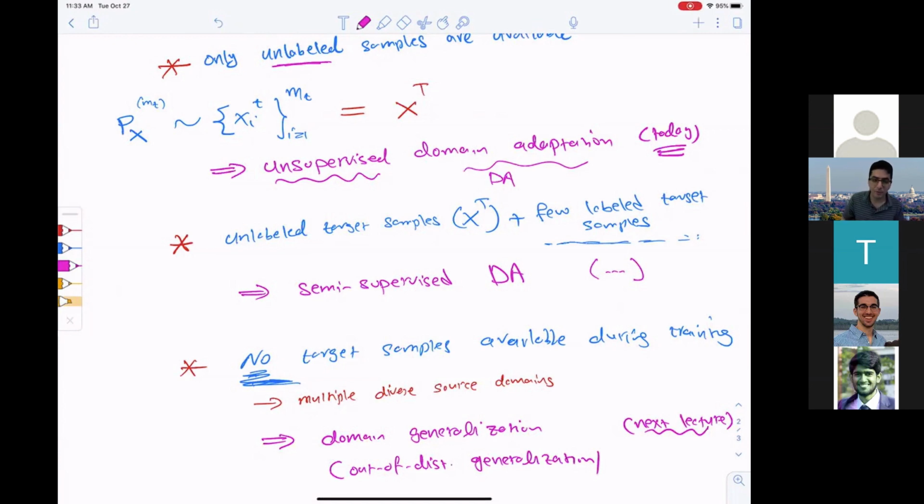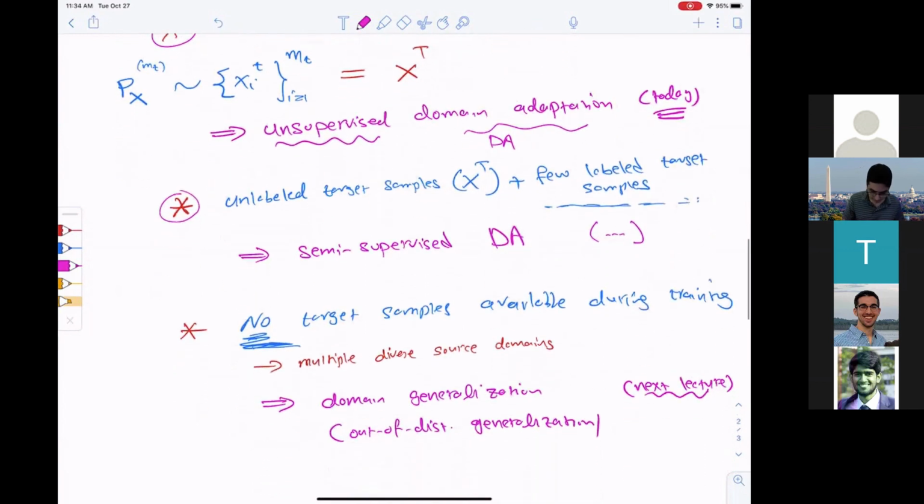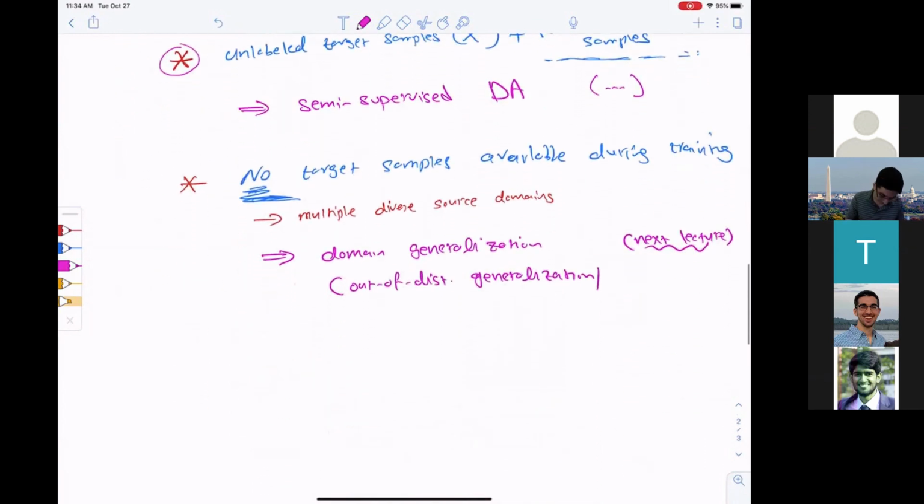Okay, thank you. Sure. And yes, for the first two problems, unsupervised and semi-supervised domain adaptation, we consider only a single source domain. Okay, so let me move on.